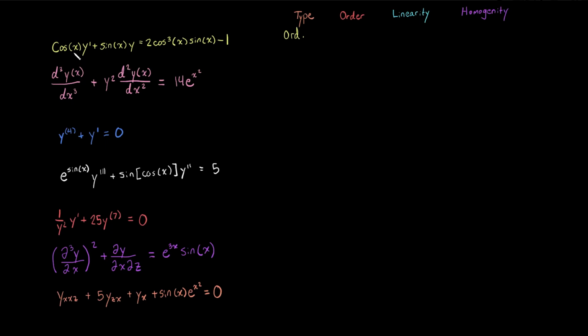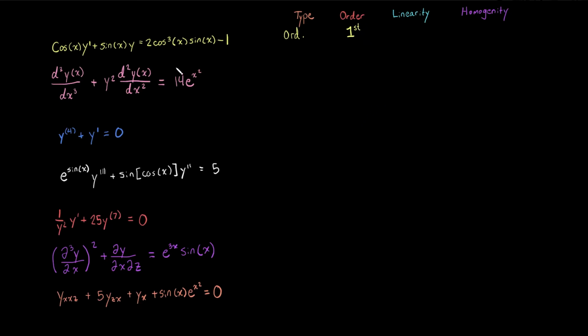So let's go ahead and check our order. Our order is going to be our highest differential or partial. So our highest differential here is going to be the first order, the first derivative. We only have the first derivative of y. I don't see any second derivatives or third or fourths. So we must have a first order differential equation.